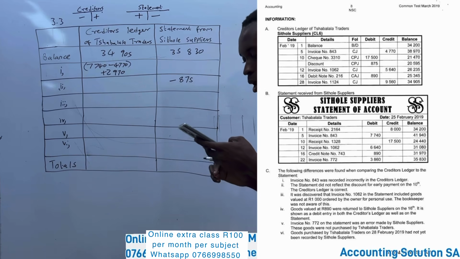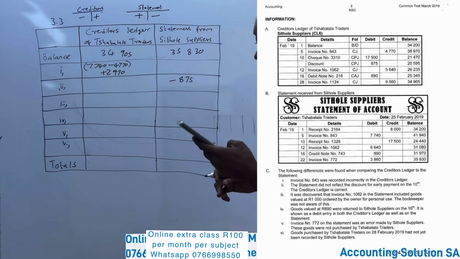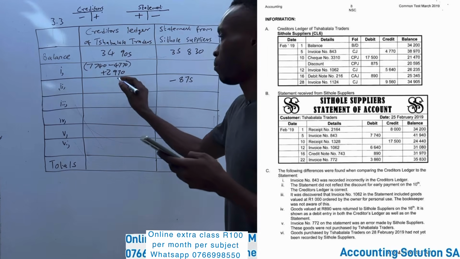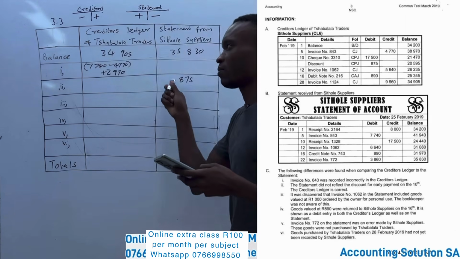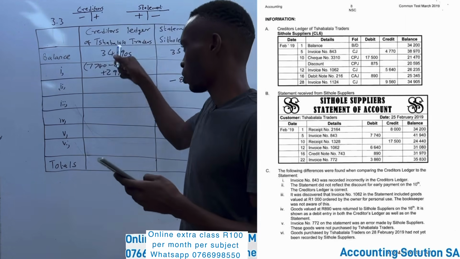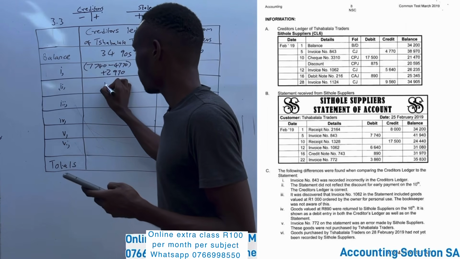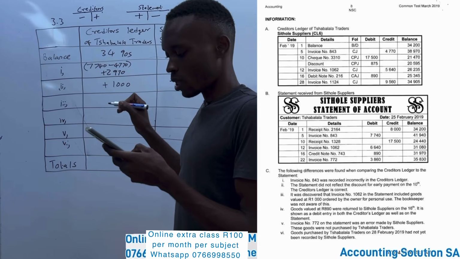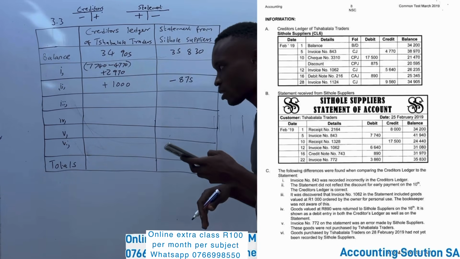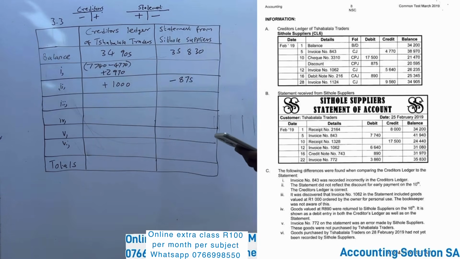So this amount was also supposed to be recorded under creditors ledger account. That's why they say that the bookkeeper was not aware. The bookkeeper does not record the statement, only record our books. So we have to do what? To add this amount of 1000. It's like when you purchase on credit, liability will go up.